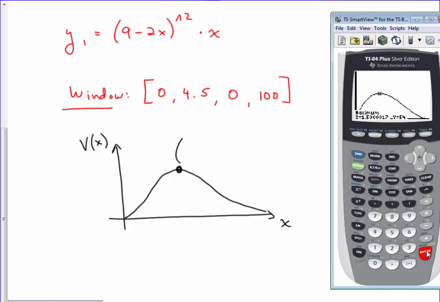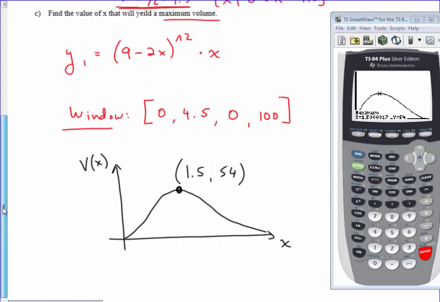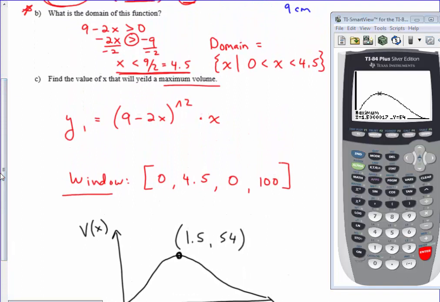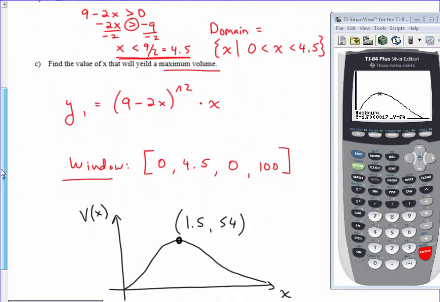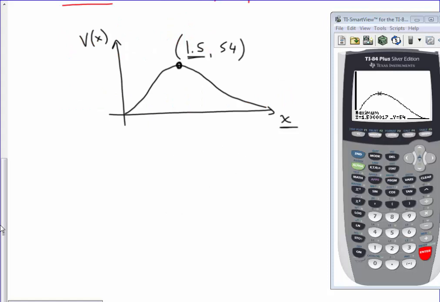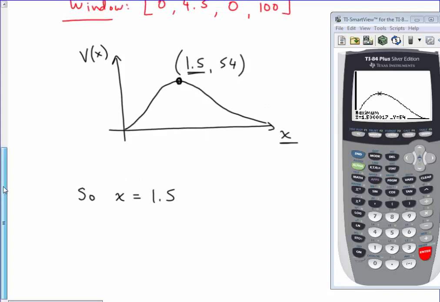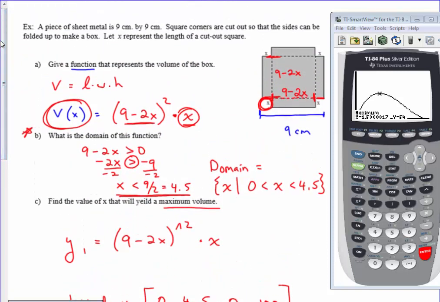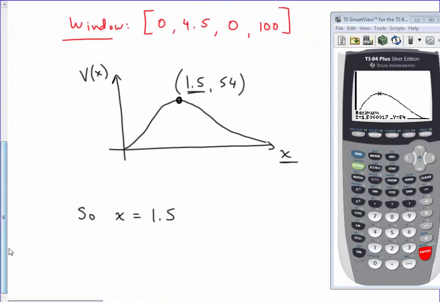In this case, it looks like my ordered pair is 1.5 if I round that, and then 54. Alright, let's go see what this question specifically asked. It said find the value of x that's going to yield the maximum volume. We know that because this axis is our x value, it is 1.5. So x equals 1.5. We need to look back up at the top for units. The x is a length or a width, so it's centimeters. So 1.5 centimeters yields the maximum volume.